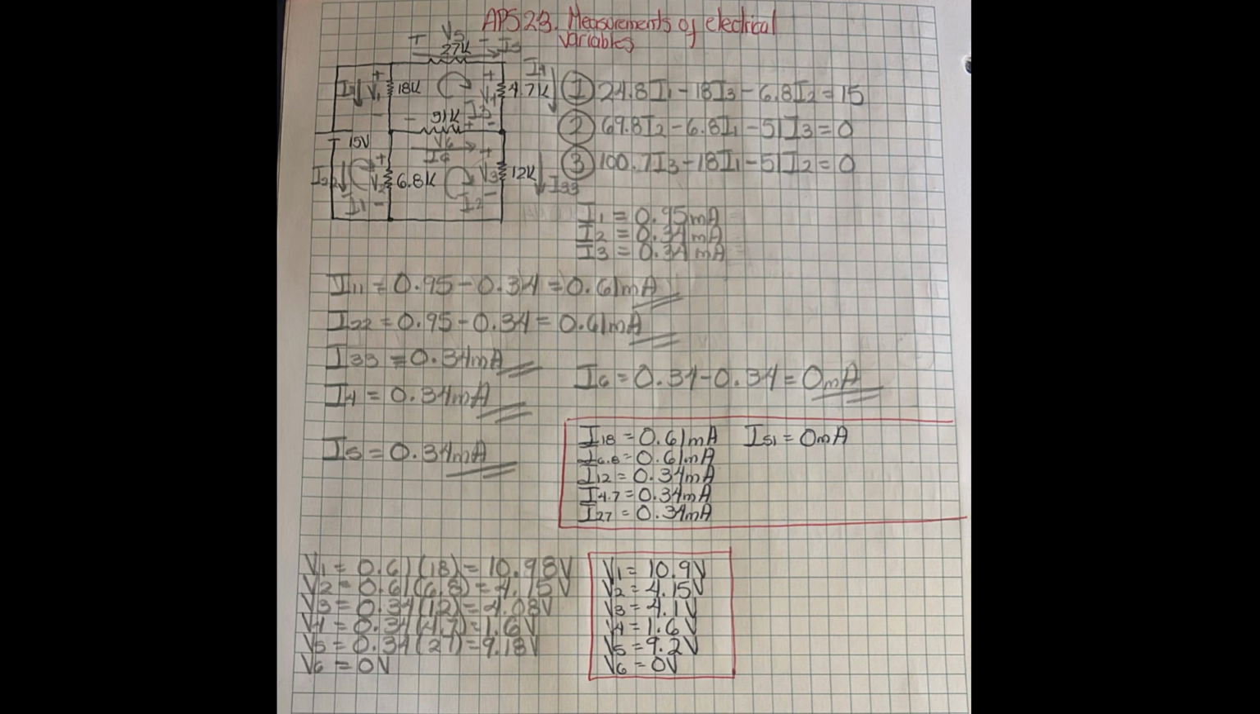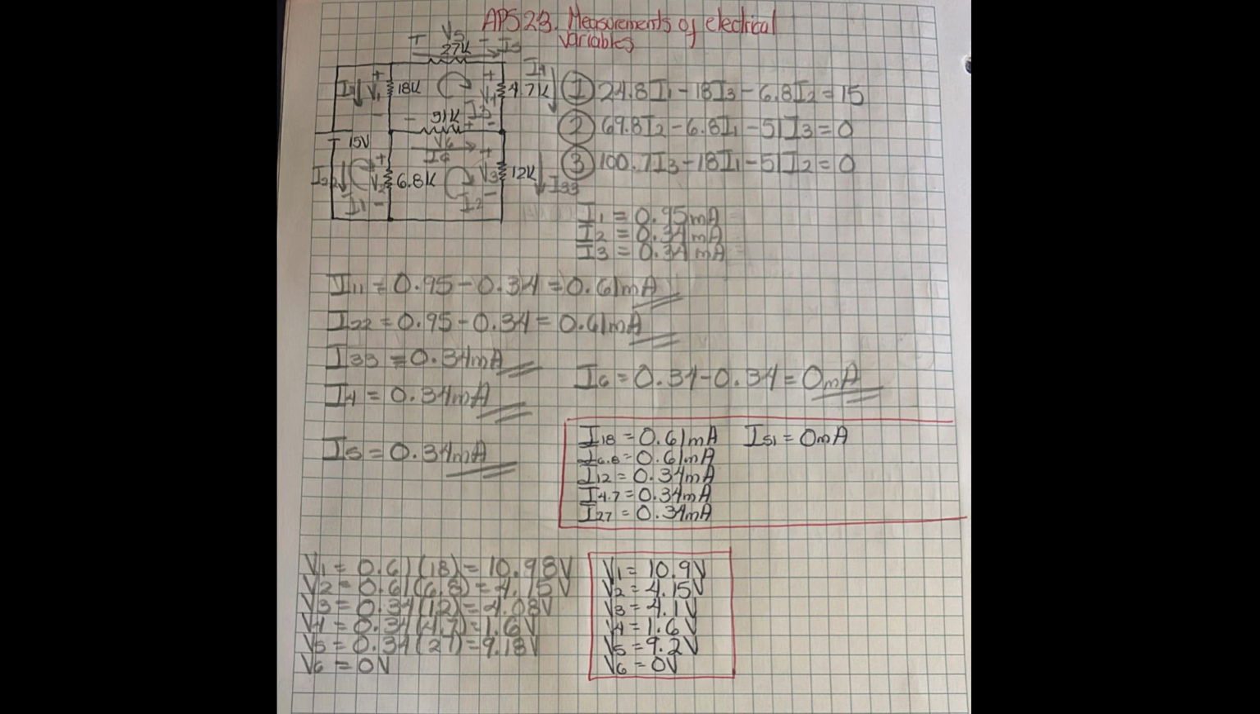So in the case of the 18K, it was 0.61 milliamps, as was the 6.8 kilo ohms, at 0.61 milliamps, and the 12K, 4.7K, and 27K kilo ohms was 0.34 milliamps. And also the 51 kilo ohms was the only one whose current was 0 milliamps. So concluding that the voltage would also be 0 volts in that resistance.